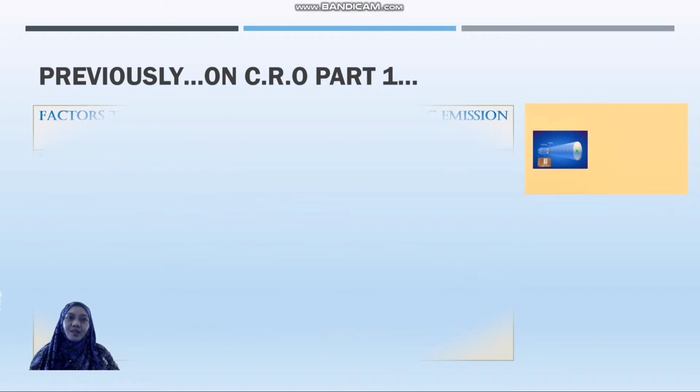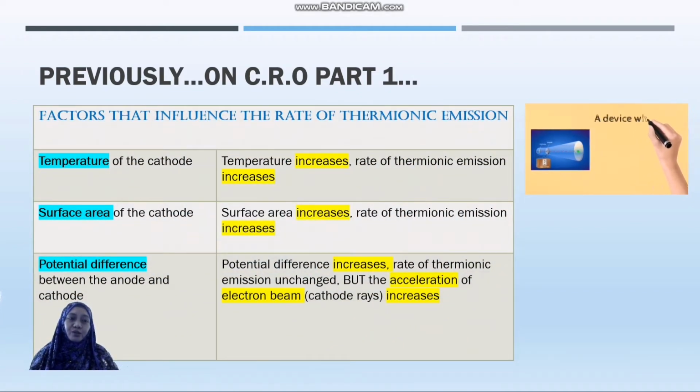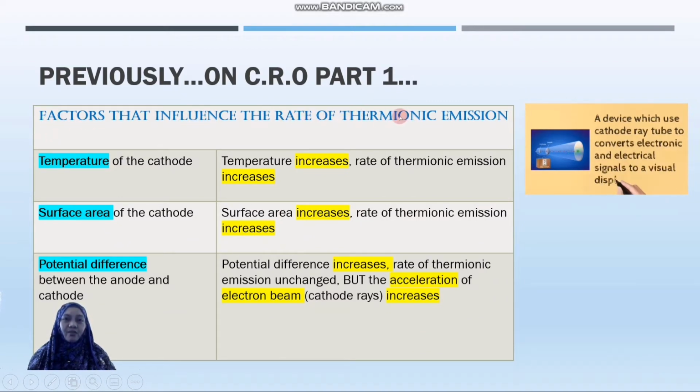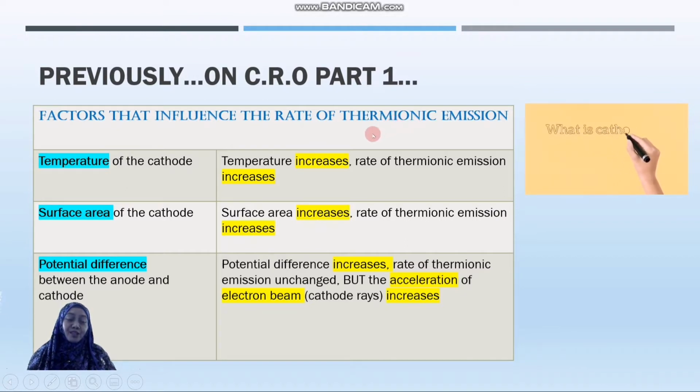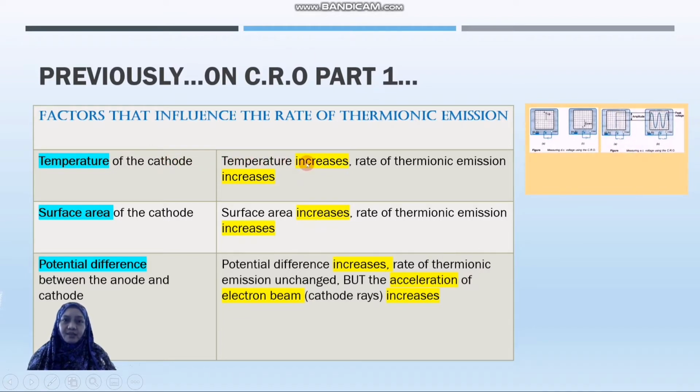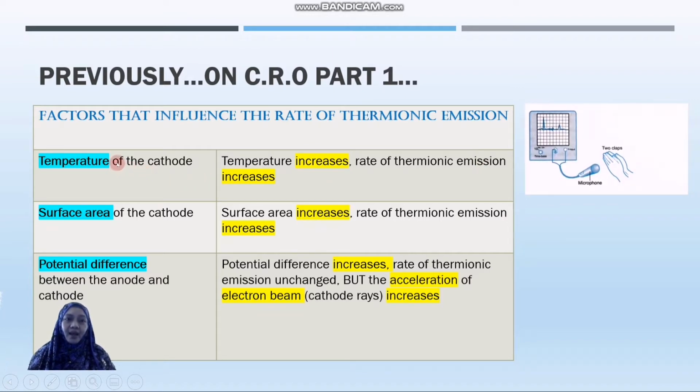Okay? So what are we going to learn today? Before we go to today's lesson, I am sharing this table with you. It shows the factors that influence the rate of thermionic emission, which I missed sharing with you earlier, so I share it with you now. There are three factors that affect the rate of thermionic emission. The first factor is the temperature of the cathode. As the temperature increases, the rate of thermionic emission increases. It means that if you supply a higher voltage, the cathode will be heated up to a higher temperature. So, more electrons will be emitted at a time, which increases the rate of emission.